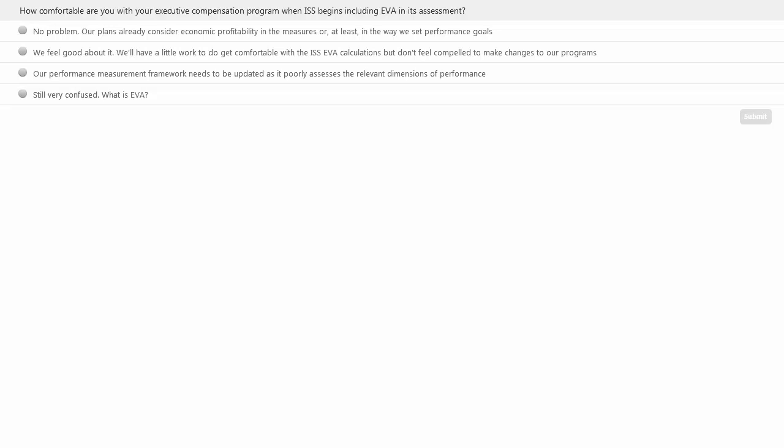A couple of answer choices here below the scroll bar. The first one, it's no problem at all, we're highly confident. The second one, feel good about it. Moving down, the performance measurement framework needs to be changed a bit, and then the last one, still rather confused. So four answer choices here, going from most comfortable up top to least comfortable at the bottom. If you want to make your selection in the next couple of moments and press submit at the bottom, we'll give you a couple more moments to think this through, and we'll go ahead and look at the results right now.